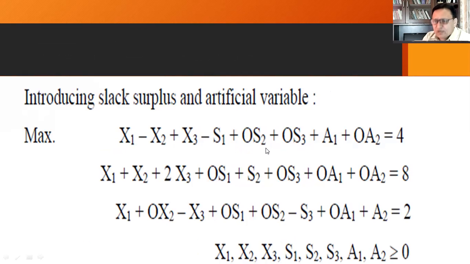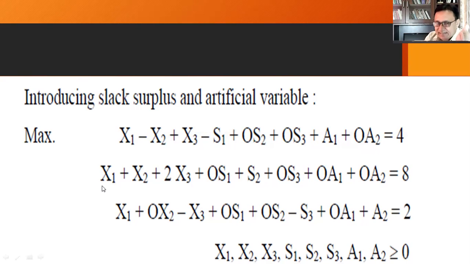So we will be giving 0 coefficient to them and we'll introduce here also. So 0 S2 plus 0 S3. But because this constraint was of greater than equal to type, to form identity matrix, one artificial variable is required. So we will introduce A1 here also. But because in the third constraint we have introduced A2, here also we will introduce A2, but will be giving 0 coefficient. So equal to 4.